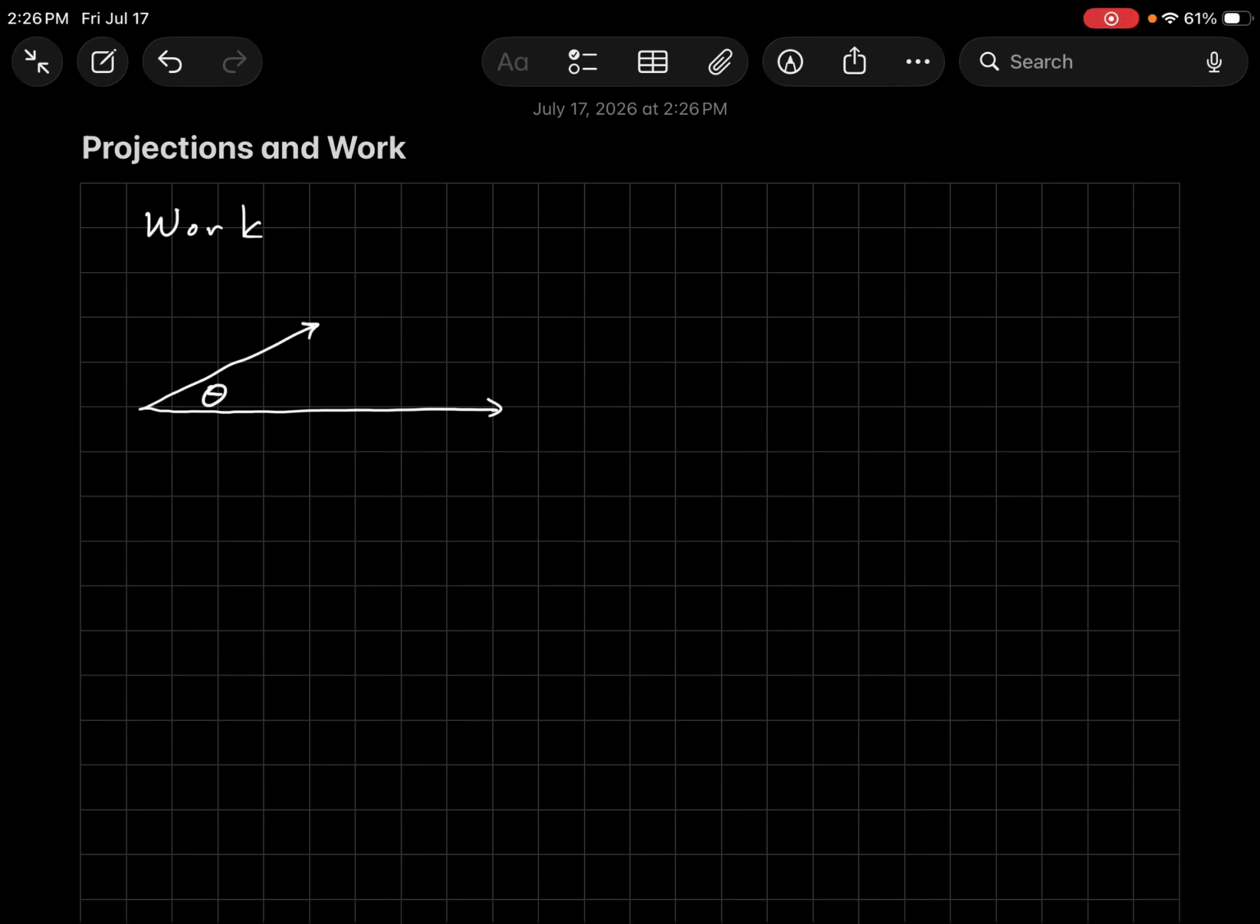Projections and work. Let's start off by finding work given two vectors. We'll define work as force times distance, which is the official definition of work.